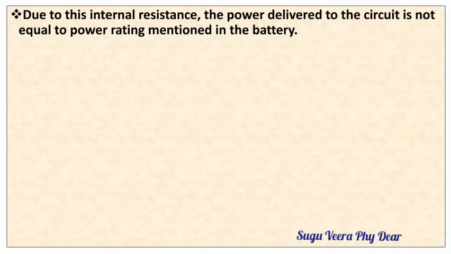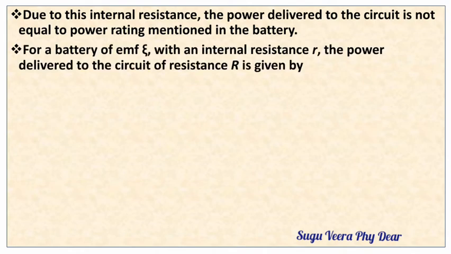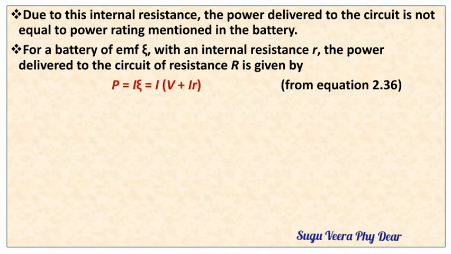Due to this internal resistance, the power delivered to the circuit is not equal to the power rating mentioned in the battery. For a battery of EMF ξ with an internal resistance r, the power delivered to the circuit of resistance R is given by power P equals I into ξ. ξ equals V plus capital I into small r, from equation number 2. Substituting the ξ value in this equation, P equals I into (V plus Ir).